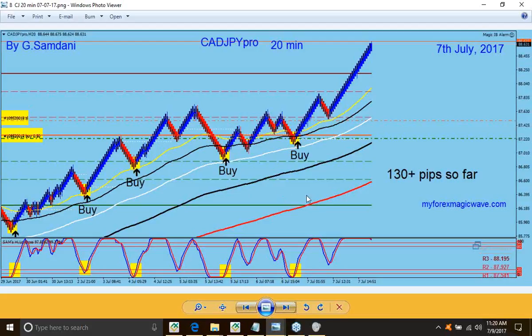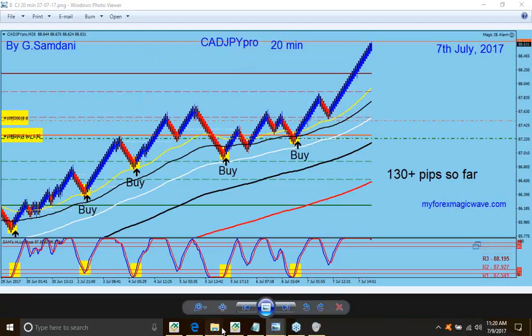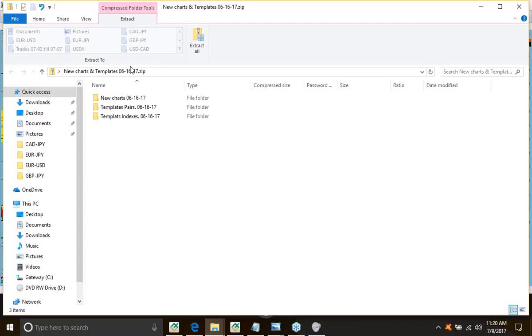That's all there is. So it becomes very easy. Okay, and so you get three folders. First, you get all this, the indicators, the EA, then Magic Alarm, Magic IB alarm. Plus, you're gonna get another folder, which is, see this one, it says new charts, then template pairs, and then templates indexes.